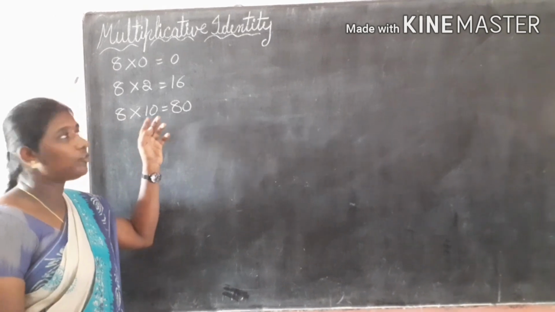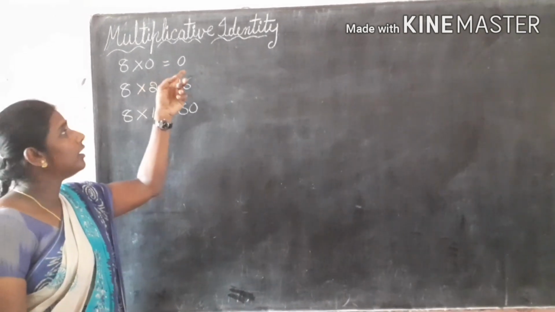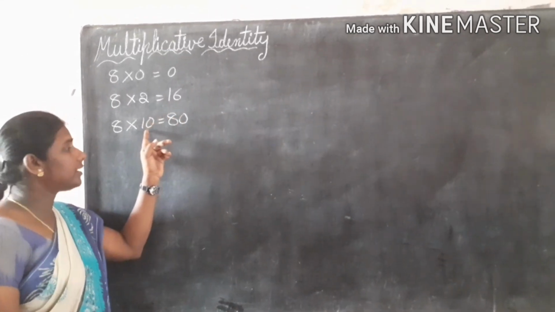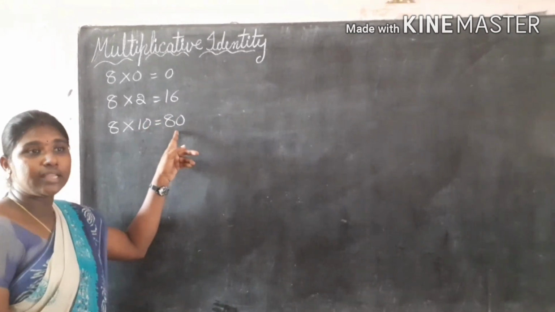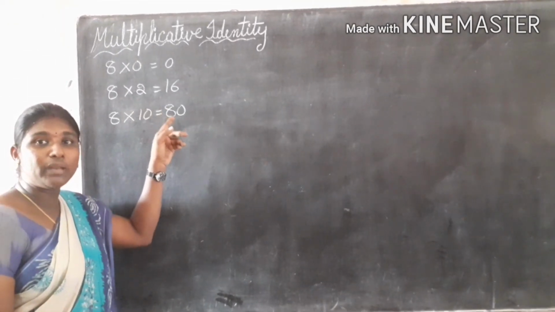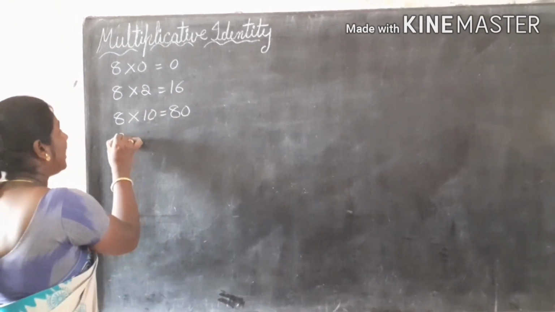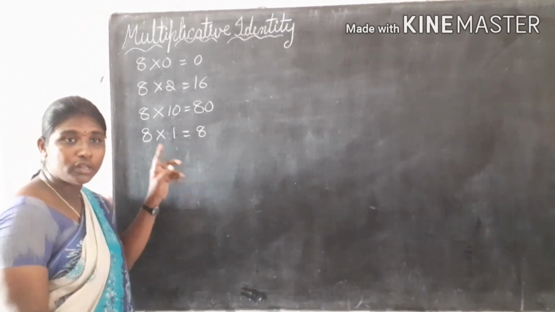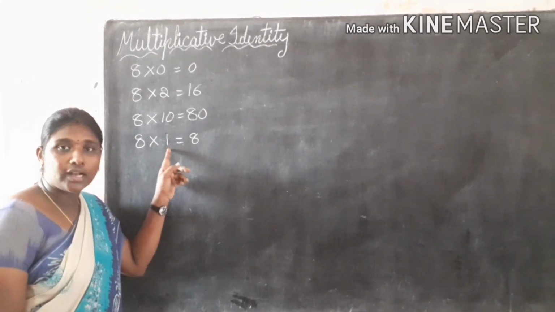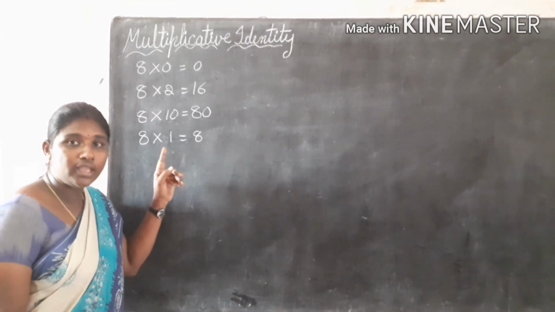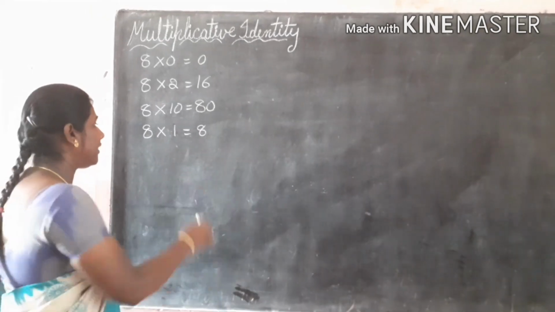But one time we multiply with 0, we get 0. Another time we multiply with 2, we get 16. Another time we multiply with 10, we get 80. But we didn't get the same number. By what number do we multiply to get the same number? By 1. When we multiply by 1, we get the same number. So, this 1 is called the multiplicative identity.